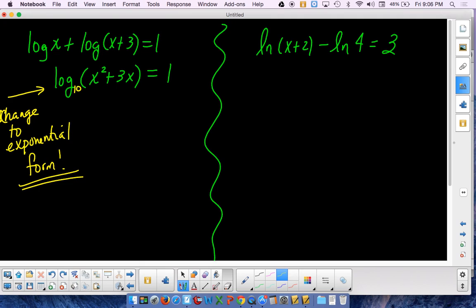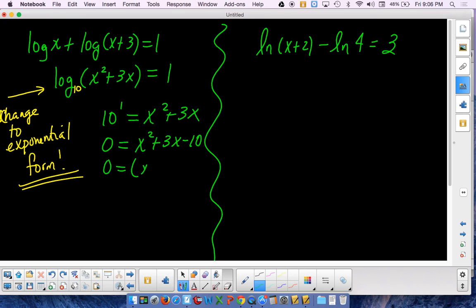It's a common log. So when I go to exponential form, I can say I have base 10 to what power? What you're equal to is always the exponent, so I have 10 to the first power equals x squared plus 3x. Now I can set it equal to 0 and proceed to solve like a normal quadratic. That's going to factor as x plus 5 and x minus 2, so I'm going to get answers of -5 and 2. Am I done? Absolutely not.